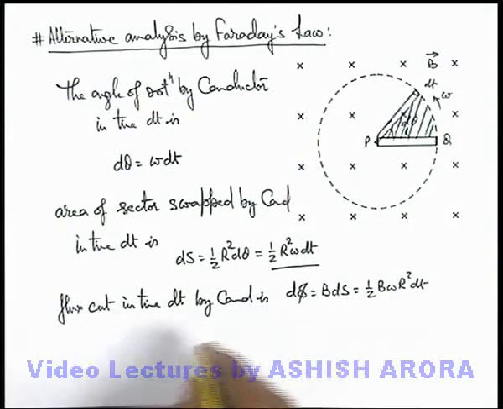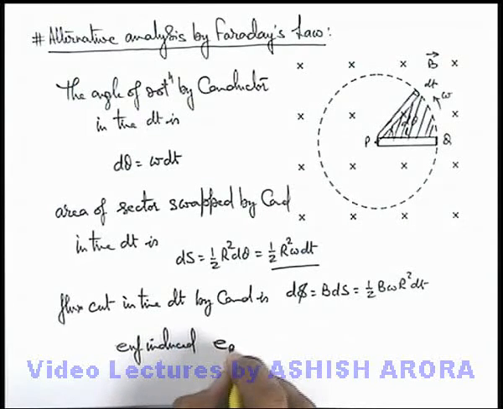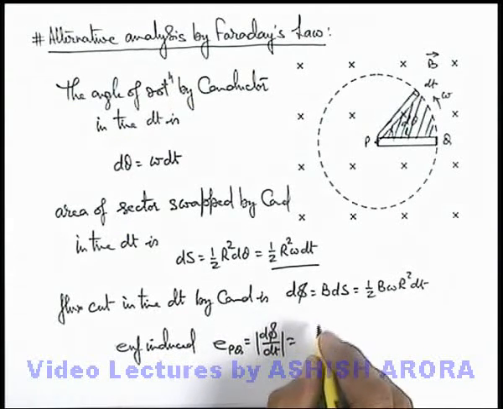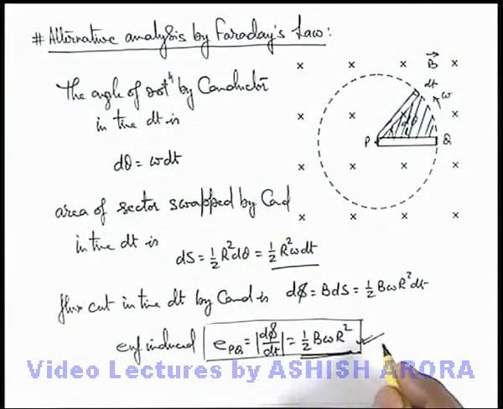dt. And by Faraday's law we can directly write the EMF induced in the conductor, E_PQ, as the modulus of d phi by dt, and on substituting this, we get half B omega R squared. Here you can see the result is the same, which we have obtained by using Faraday's law, and in the previous sheet I calculated the same result by using the motional EMF result. So you must be careful while analyzing, as the most important thing here is the EMF induced in the rotating conductor, given by half B omega R squared.